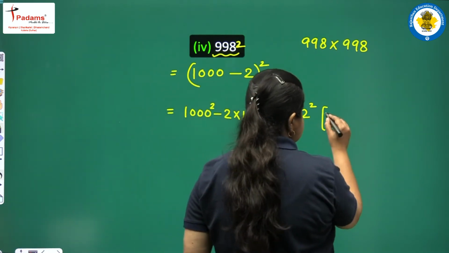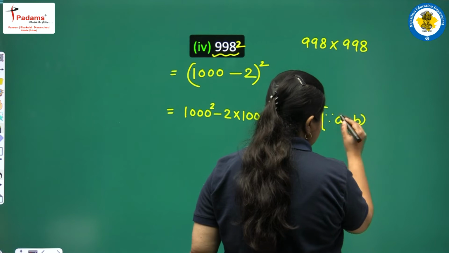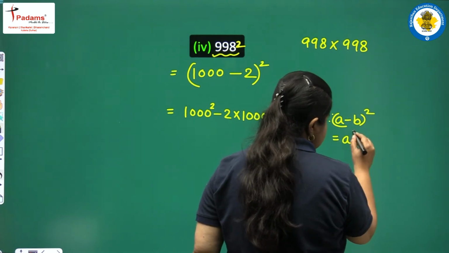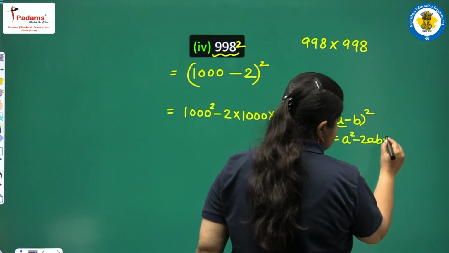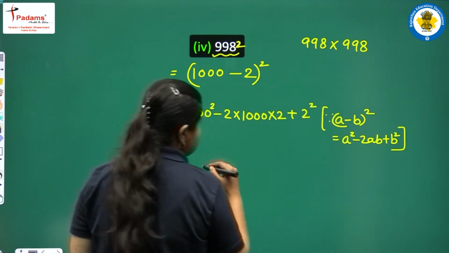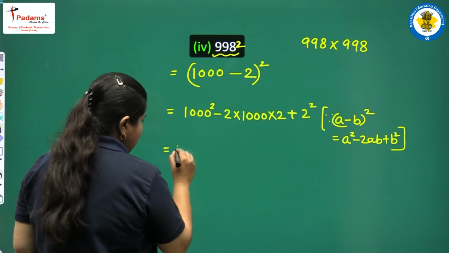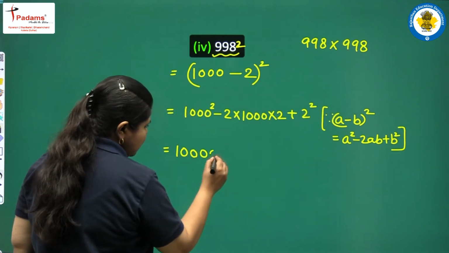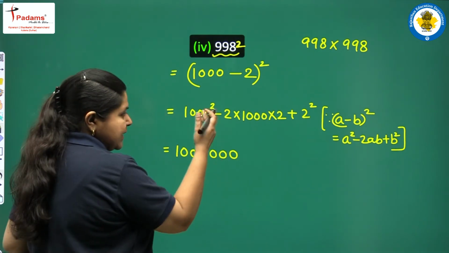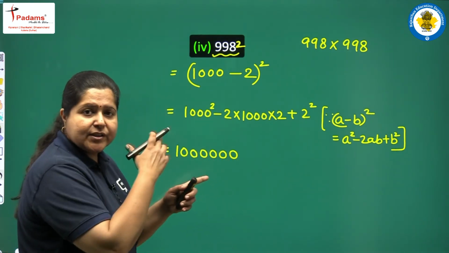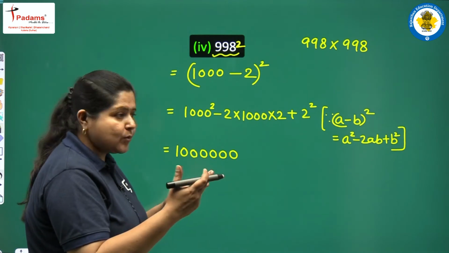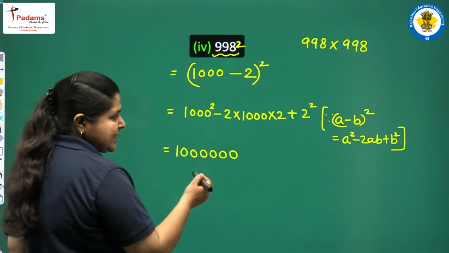We write here, since (a minus b) whole square is equal to a square minus 2ab plus b square. Getting it? Now this will be double the number of zeros, 6 zeros, 1000 square. To square, we double the number of zeros in the counting. So 6 zeros, so it will be 10 lakh.